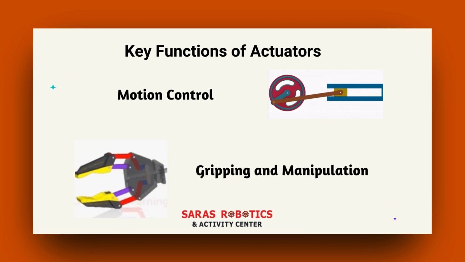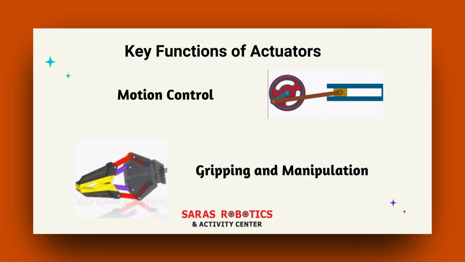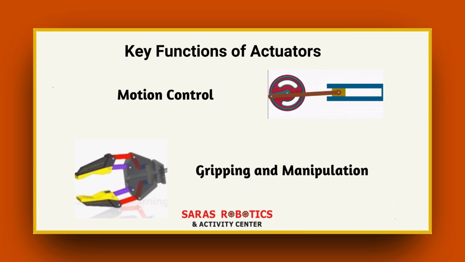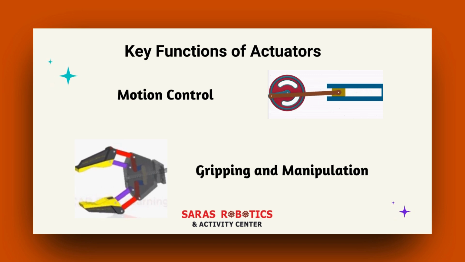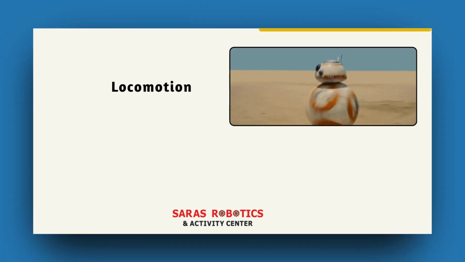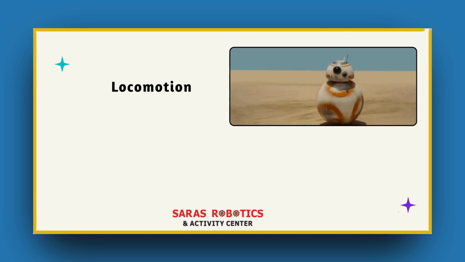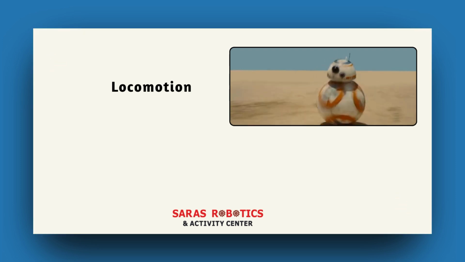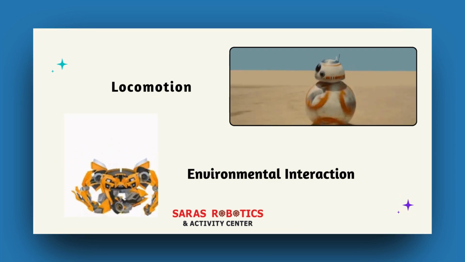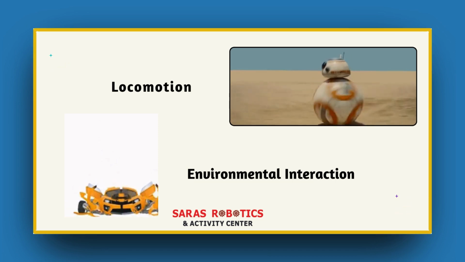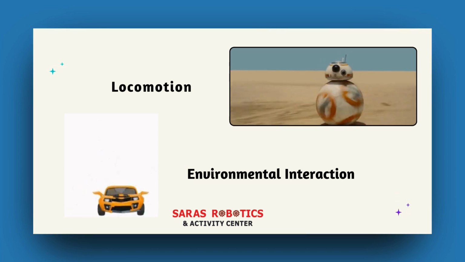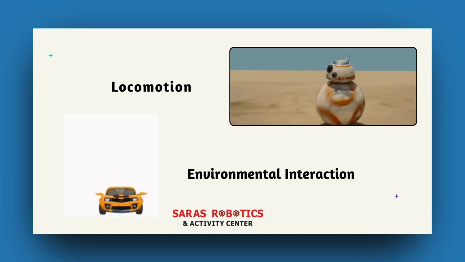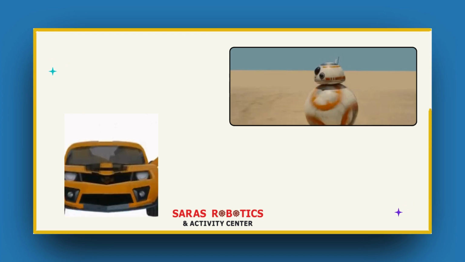Gripping and manipulation. Enable the robot to grasp, lift, and manipulate objects with precision and strength. Locomotion. Allows the mobile robot to navigate through various environments. Environmental interaction. Allow robots to interact with their surroundings, performing tasks such as welding, painting, assembly, or surgery.